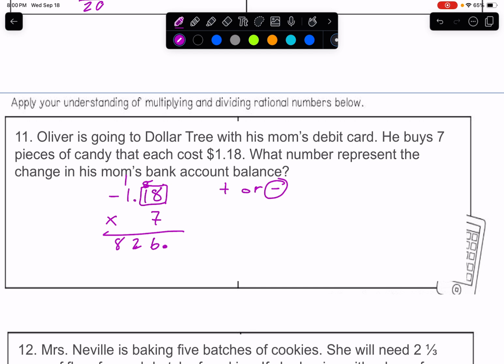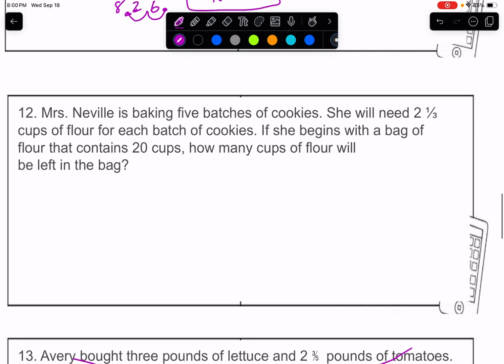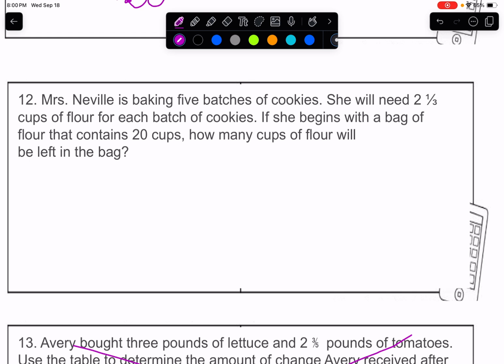Well, one batch requires 2 1/3 cups, and they're making 5 batches. So let's multiply that. Convert to improper, we get 7 thirds times 5. Make 5 over 1, and you get 35 thirds. I'm going to keep that as improper to finish the problem. So now, I want to figure out how many cups of flour remain after we use this many cups.